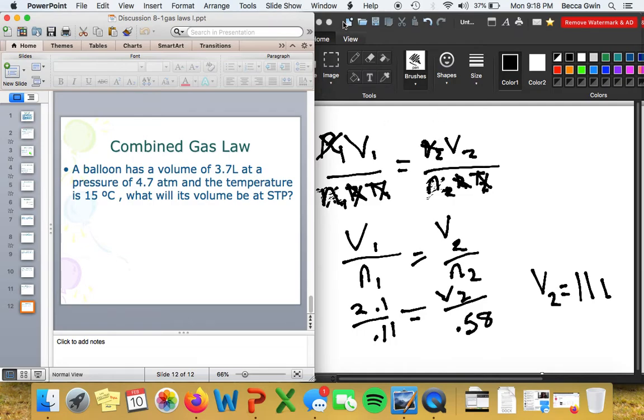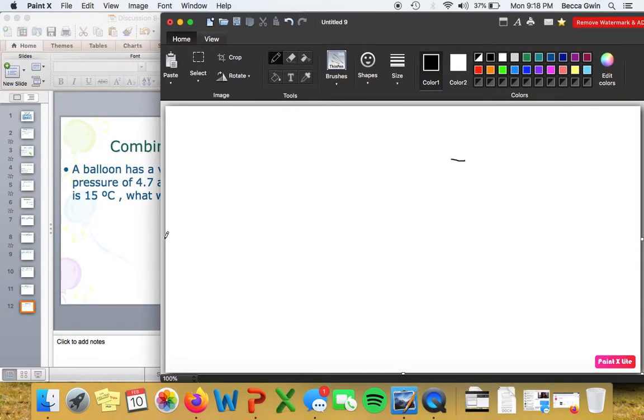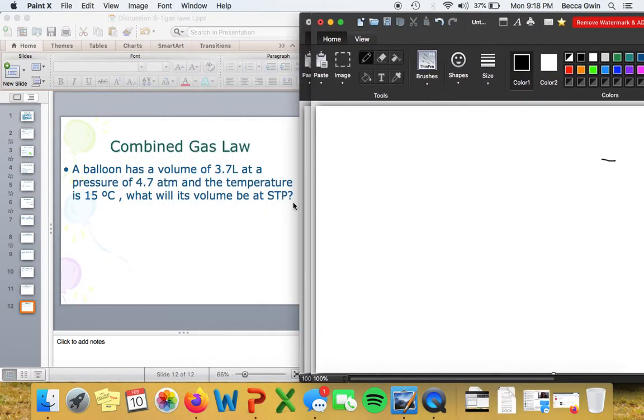All right. This last question is an example of our calculations at STP. STP, remember, is standard temperature and pressure. That is 273 Kelvin and 1 atmosphere of pressure. A balloon has an initial volume of 3.7 liters at a pressure of 4.7 atmospheres and a temperature of 15 degrees Celsius. What will its volume be at STP? Again, this is another version of your combined gas law. We are going to only keep the variables that we need in this question.